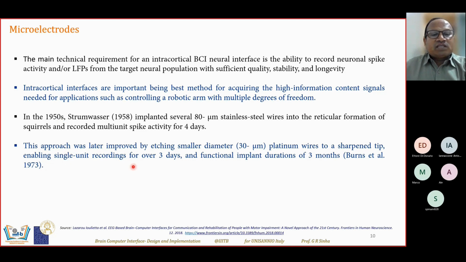The approach was then improved by etching smaller diameter 30 micrometer platinum wires, which have a very narrow, thin tip, enabling single unit recording rather than multi-unit for over 3 days.